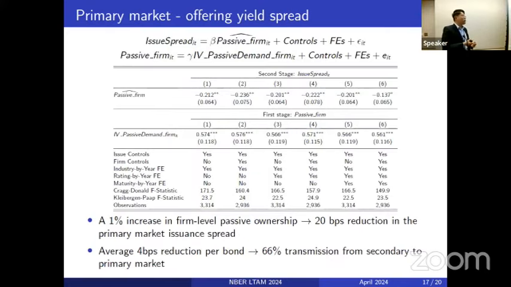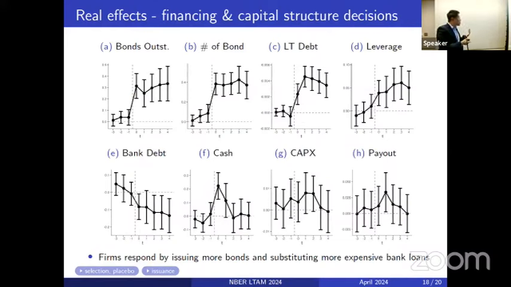So using our instrument, we implement a two-stage least squares method. Here in the second stage, the coefficient estimates are significantly negative, suggesting that having a higher passive ownership will lead to lower issuing costs in the primary market. In terms of the magnitude, roughly speaking, a 1% increase in firm-level passive ownership will lead to a 20 basis point reduction in the primary market issuing costs. And if we compute the transmission rate, it's roughly 66%, which is roughly aligned with what has been documented in the literature.